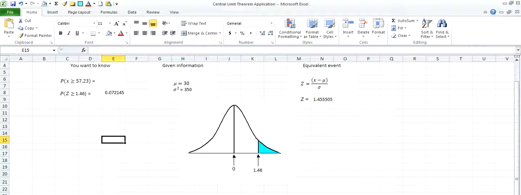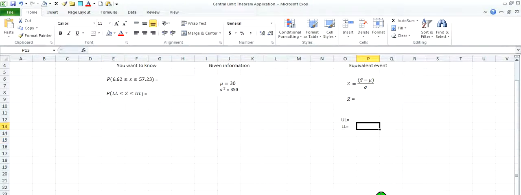Now third type of probability, I call it two-sided, or in between rather. You can see in this case we are interested to know the probability that the sales figure of a randomly selected day will be in between these two numbers, less than $57.23 million and greater than $6.62 million. Well, the same way, we are going to convert that into z event, but in this case z has two values, upper limit and the lower limit.